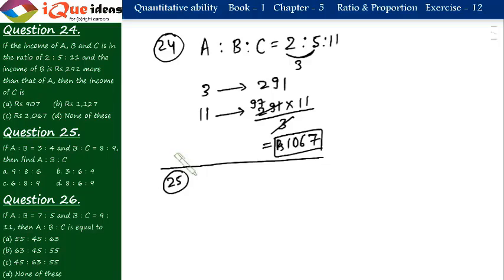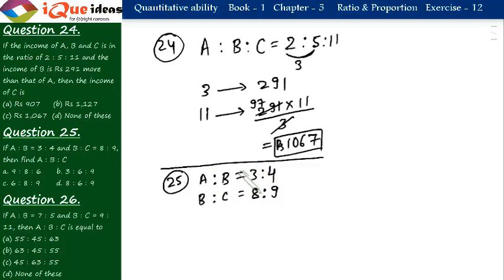Question 25, a very simple, straightforward, direct question. It says A is to B is equal to 3 is to 4. I'm sure you remember these questions. B is to C is equal to 8 is to 9. Now what do we need to do? We have to find the combined ratio of A, B, C. So to combine, we look at the common quantity. Now the common quantity is B, right?